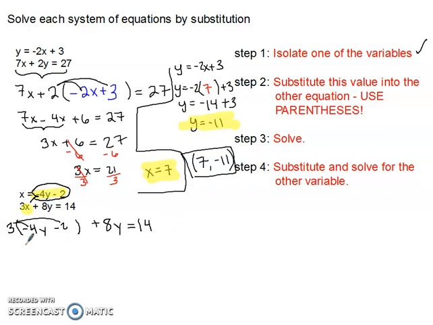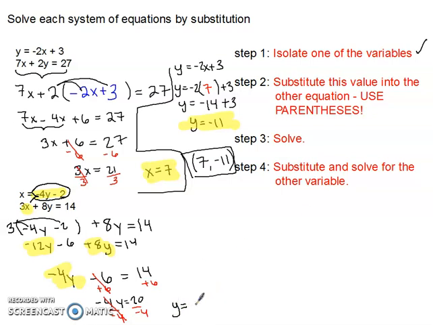Now I distribute to get negative 12y minus 6 plus 8y is equal to 14. And I will combine like terms, so I'm going to combine my negative 12y and my positive 8y. And when I combine those two things, I get a negative 4y. So that came from combining the negative 12 and the positive 8. I still have a minus 6 is equal to 14. So now I solve. I add 6 to both sides. Negative 4y is equal to 20. And I divide by negative 4 and find that y is equal to negative 5.